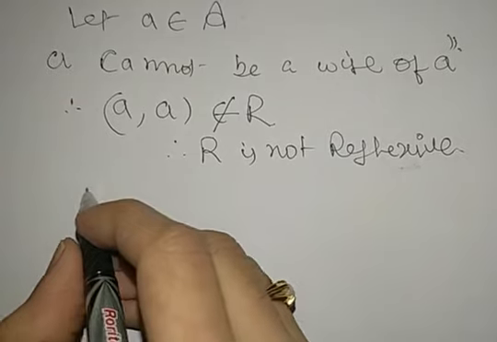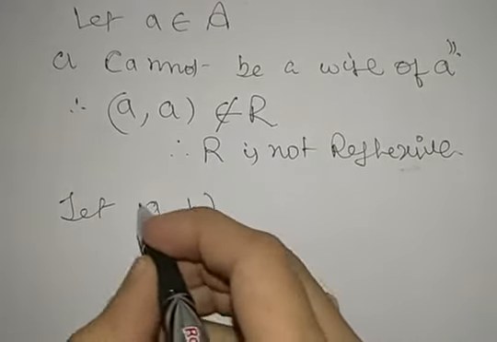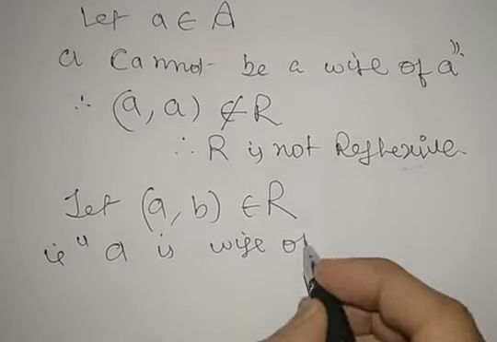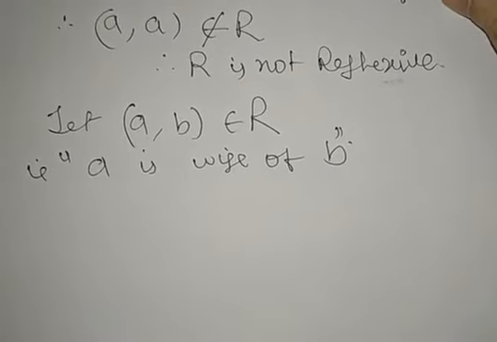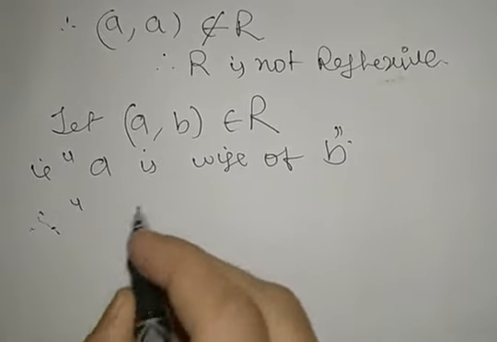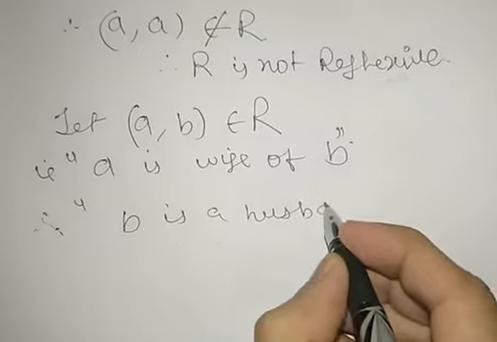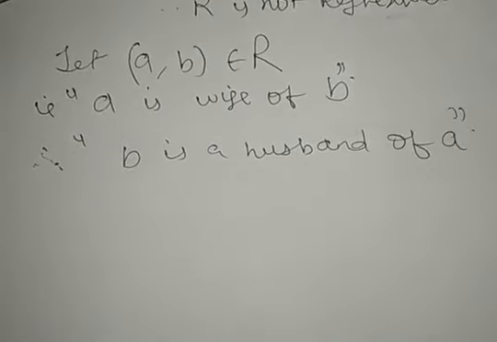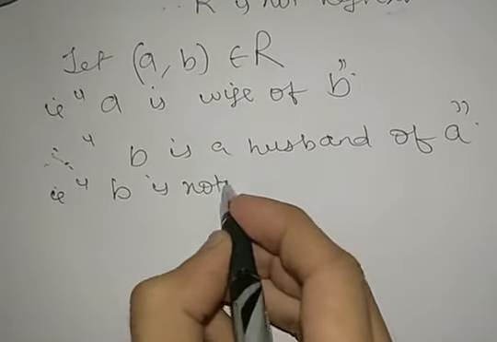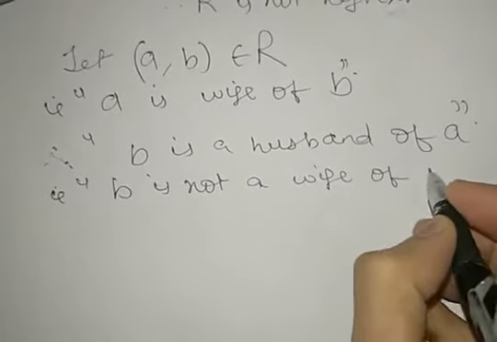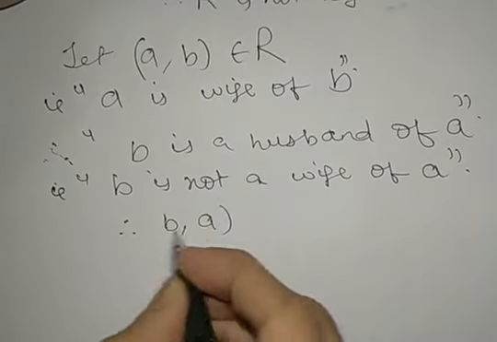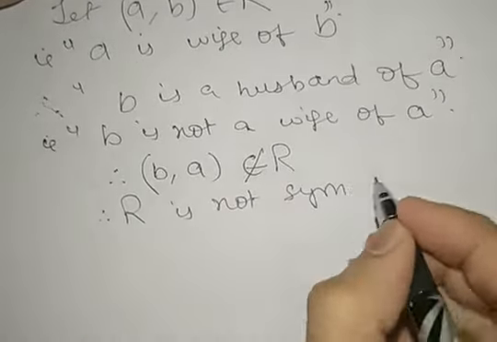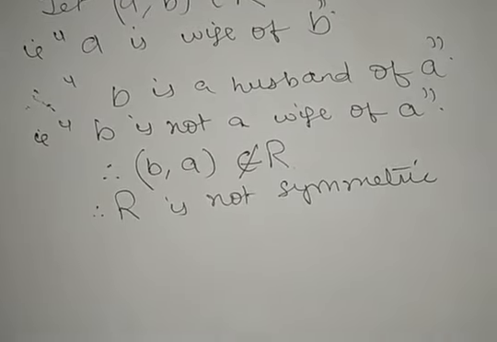Now let us take (A, B) belong to R. So that is A is wife of B. Then what we will have, B is a husband of A. A is a wife of B means B is a husband of A. So that is B is not a wife of A. So therefore (B, A) will not belong to R. So therefore R is not symmetric. R is not symmetric.